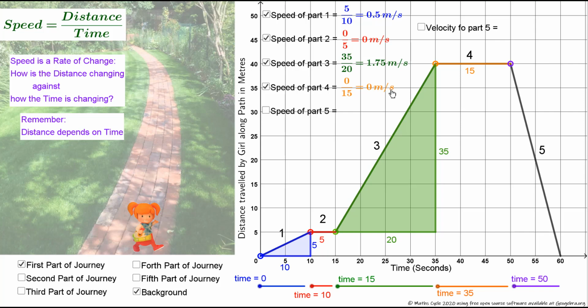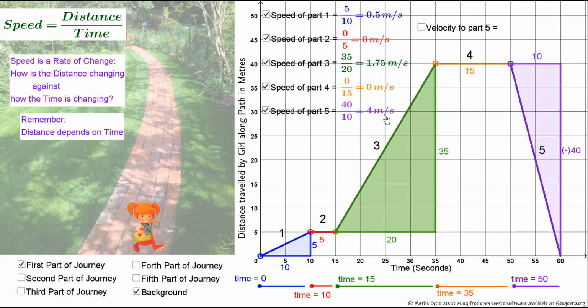And then finally, let's look at the speed of part 5. Now this should be fast because she was running home. Okay, so looking at this, the time that it took her to run home was 10 seconds. You can see here from 50 to 60 seconds is 10 seconds. So that's her time, 10 seconds. And the distance she ran home was from 40 meters all the way back to 0 meters. So the distance was 40 meters, which should be 8 boxes along here. Okay, so her speed is 40 over 10, which is 4 meters per second.